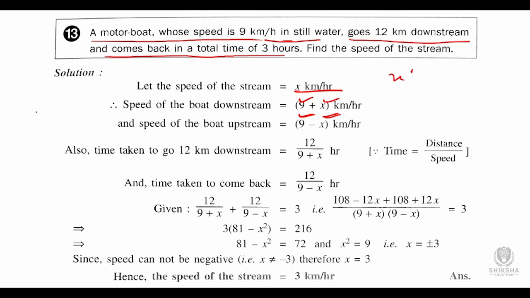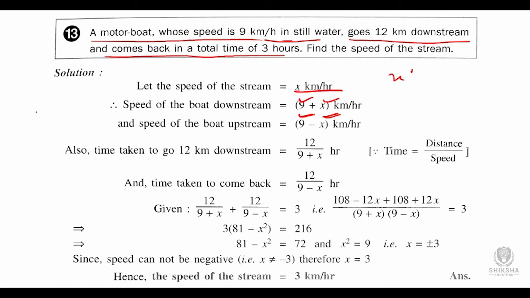The time taken to go downstream is 12 km downstream, so that will be 12 by 9 plus x, and time taken to come back is 12 by 9 minus x, as the distance was 12 km. On that basis, the time taken to go downstream and the time taken to return, both added, take 3 hours. The total time is 3 hours.